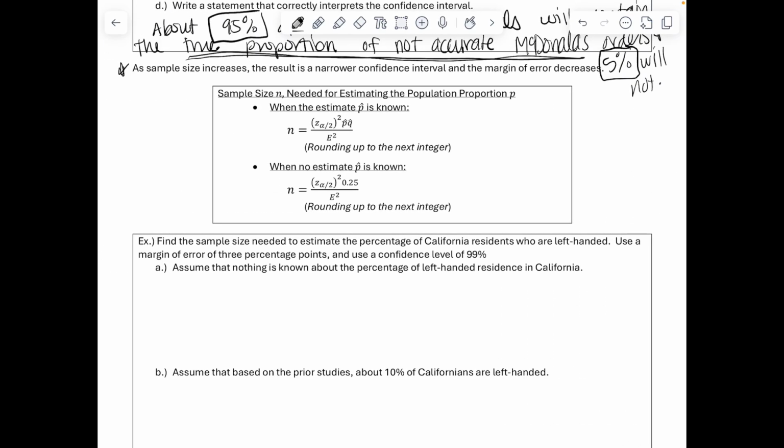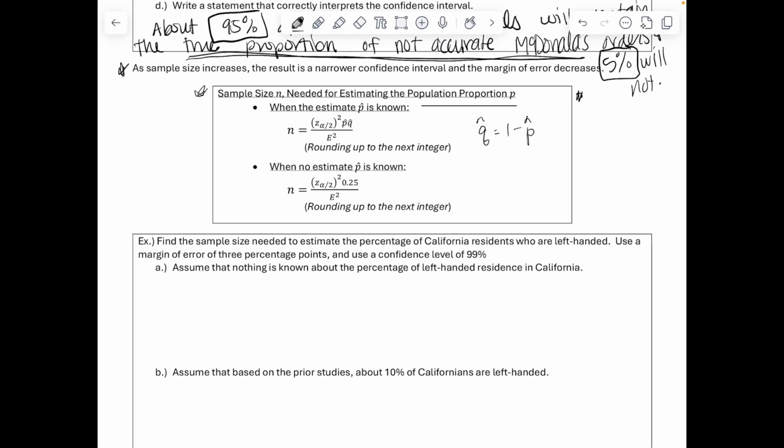Right below, it says, as the sample size increases, the result is a narrower confidence interval and the margin of error decreases. And we have a couple of formulas that we do need to know. The box says sample size n needed for estimating the population proportion p. So when the estimate p hat is known, this is where you would have had a previous study done and you already know something about that data. And something to note here is that q hat is equal to 1 minus p hat.